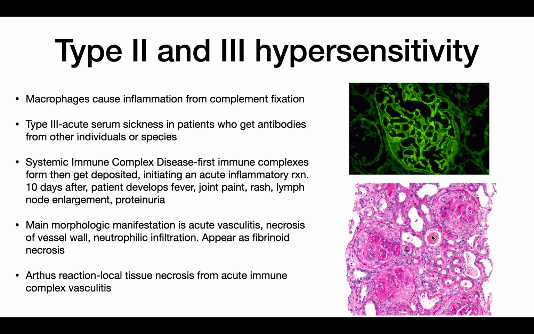And then right here, this is a clot. It's not supposed to be in here. Here's another tiny clot. These should be clear because they're vessels. They appear as fibrinoid necrosis because of the neutrophilic infiltration and vasculitis. The Arthus reaction is going to be the local tissue necrosis from immune complex vasculitis.